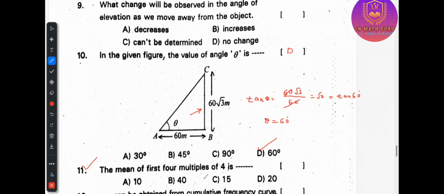Next question. The mean of the first four multiples of 4. That means first four multiples of 4 will be 4 plus next multiple is 8 plus next multiple is 12. The fourth multiple is 16 over 4 in number. So 4 plus 8, that will be the 12. 12 plus 12, 24. 24 plus 16 is 40. 40 over 4, the option is 10. So A is option, the answer is 10. So that's why I can give as A.